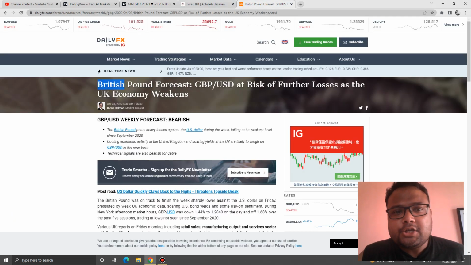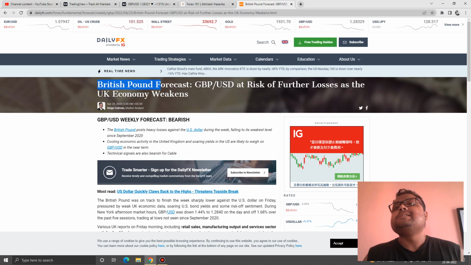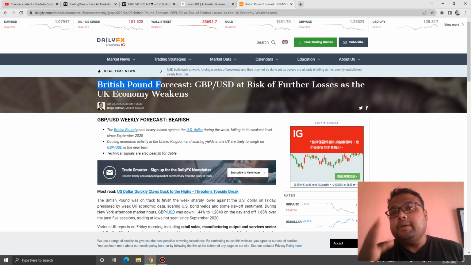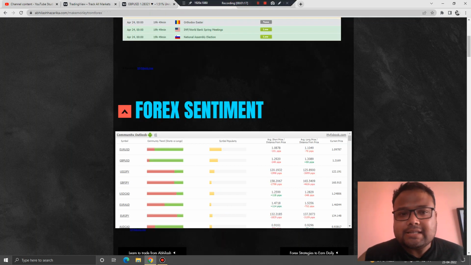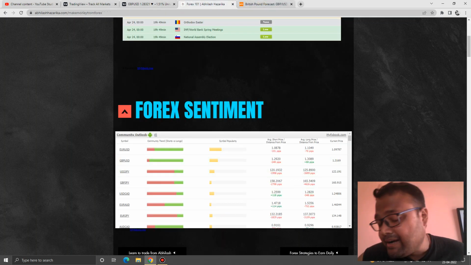And you can see that British pound forecast: GBPUSD at risk of further losses as the UK economy weakens. So still things are not very positive. Though we have seen a heavy fall on the chart of GBPUSD, there is still a possibility that GBPUSD will go down further.